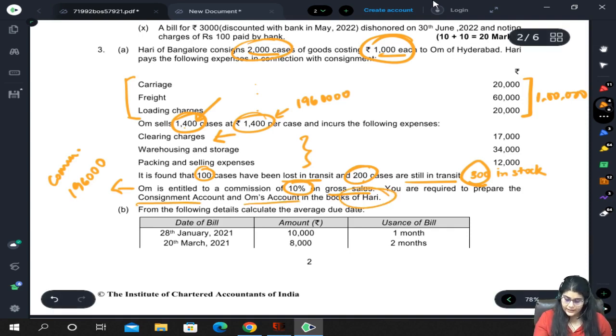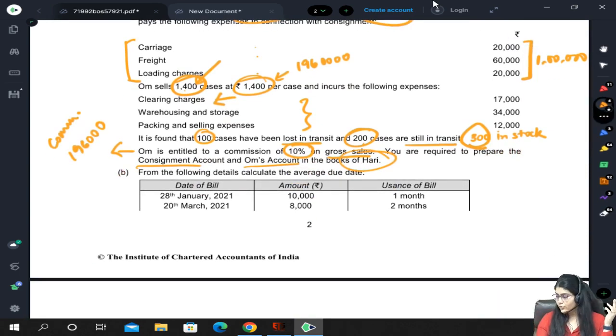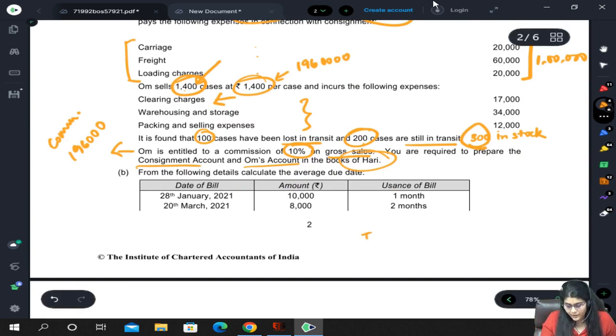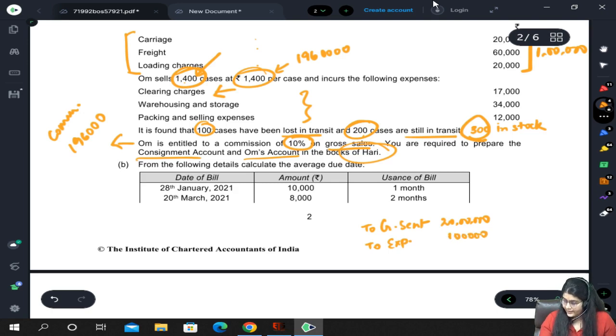So, for the consignment account, what all do we have to show? In the consignment account, we have to first show goods sent on consignment. Goods sent were 2000 cases of 1000 each. So that means 2000 times 1000 giving us 20 lakhs. Next, the expenses which we incurred already before sending, that is 1 lakh.